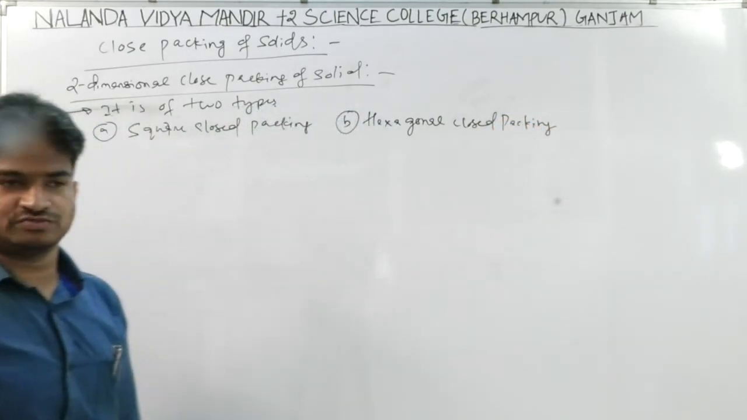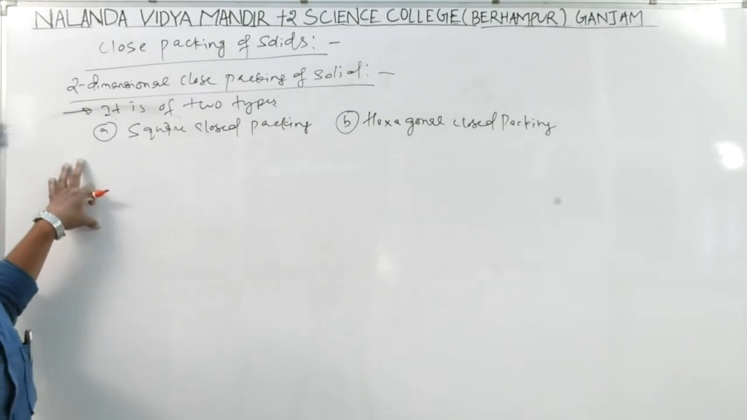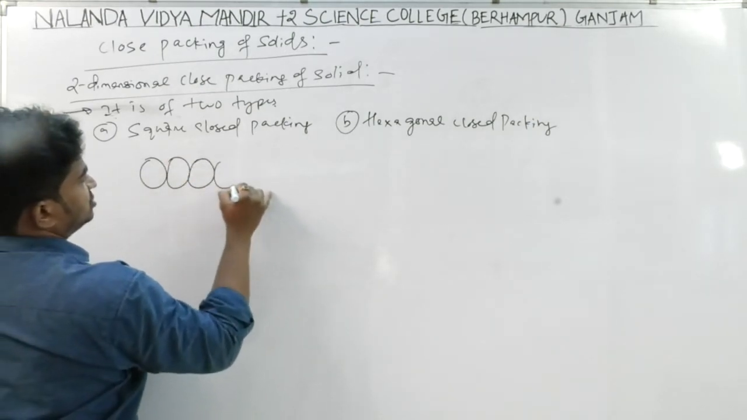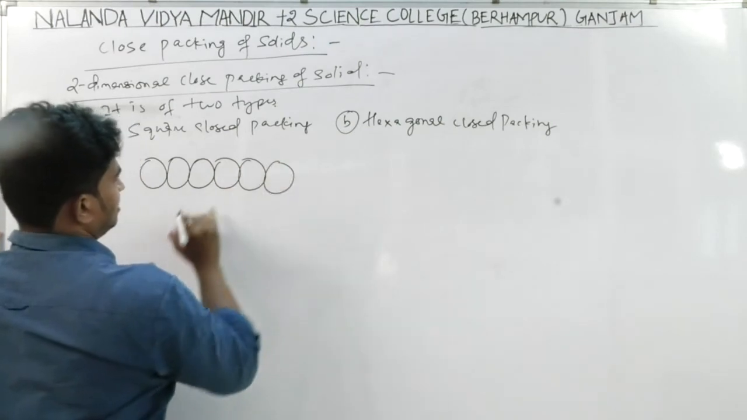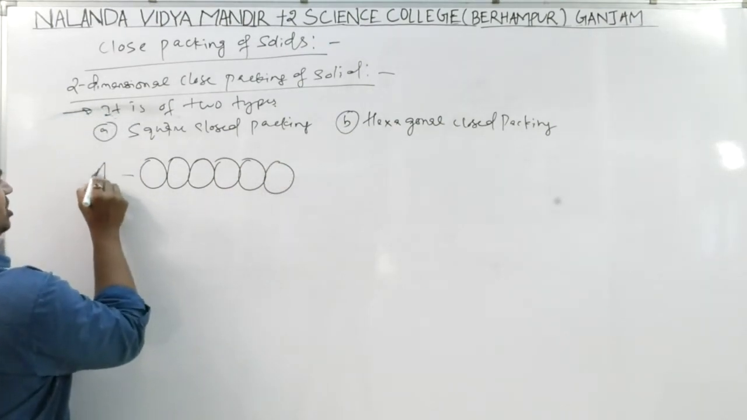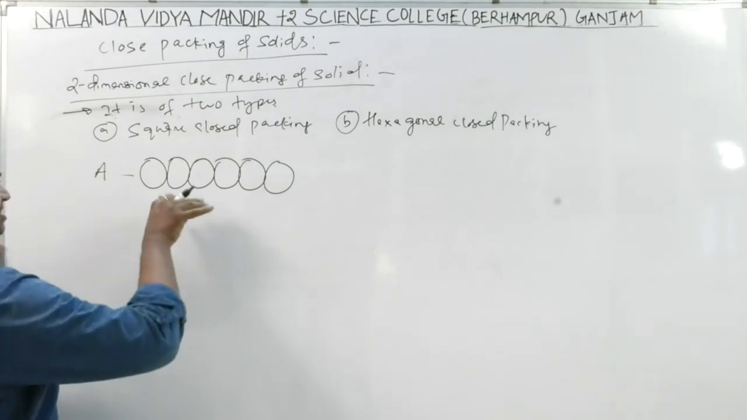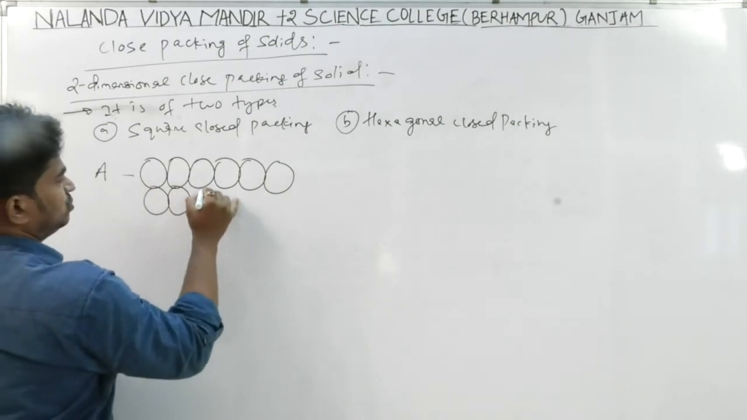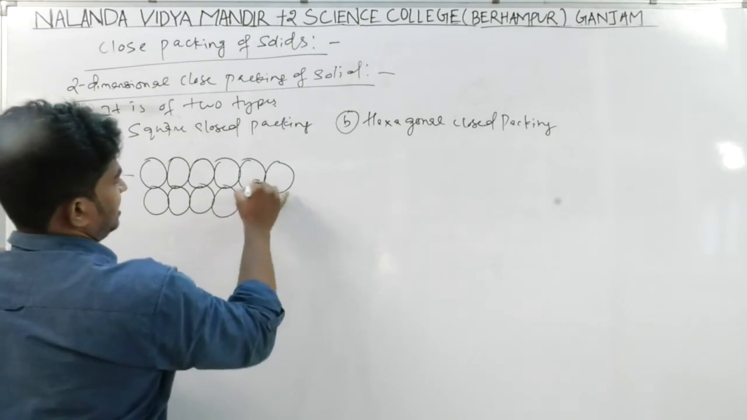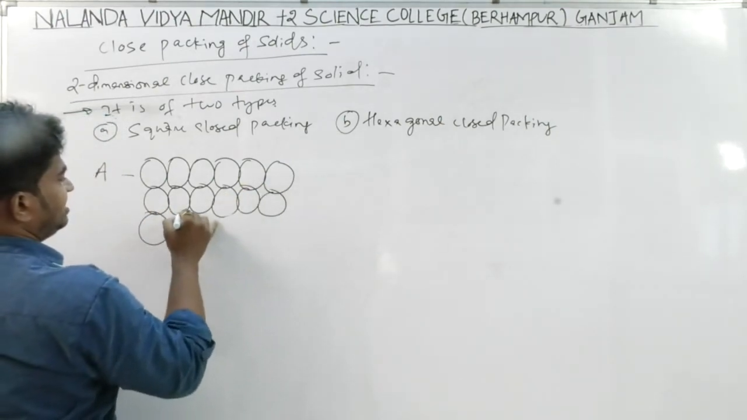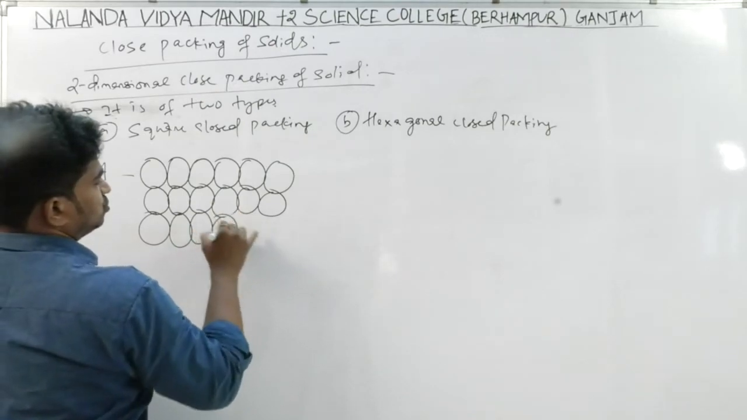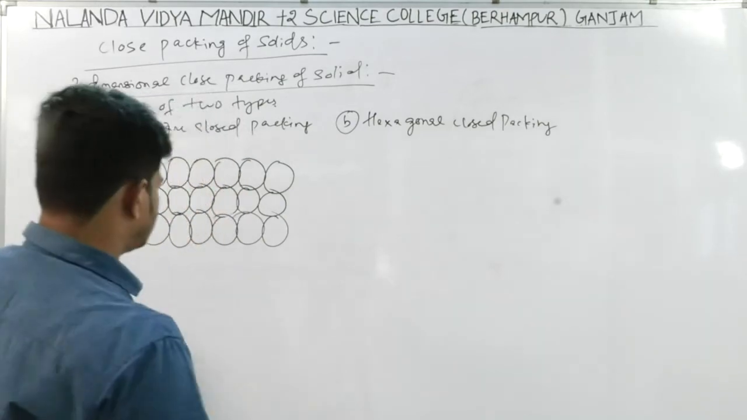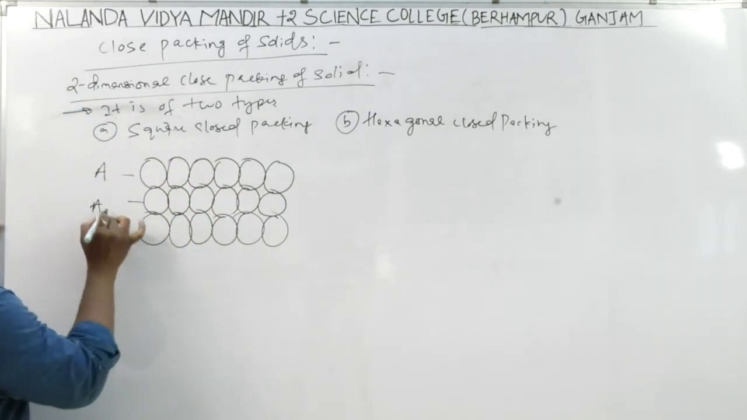Okay, hexagonal closed packing. In square closed packing, what happened? The atoms are arranged in a row. Let this set of arrangement be named A. Another row is attached to this one, very similar to the first row, and these rows are aligned to each other, both horizontally and vertically. So the set of arrangement is AA.